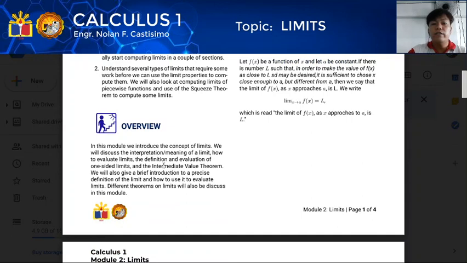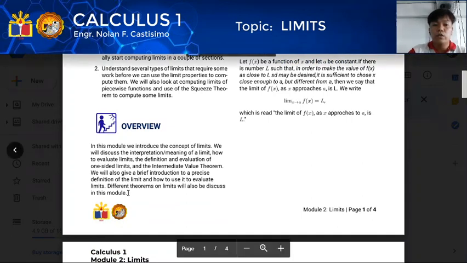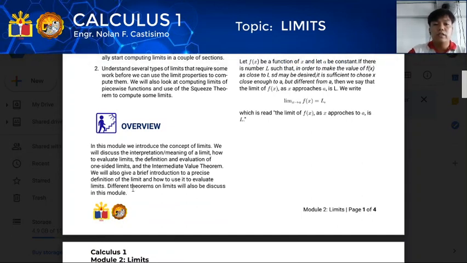Next, we have the overview. It's stated here that in this module, we introduce the concept of limits. We will discuss the interpretation, meaning of a limit, and how to evaluate limits. The definition of and evaluation of one-sided limits and the intermediate value theorem.